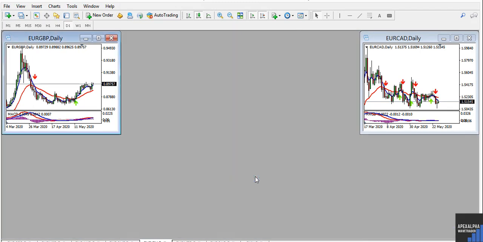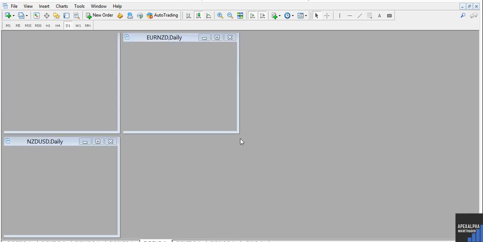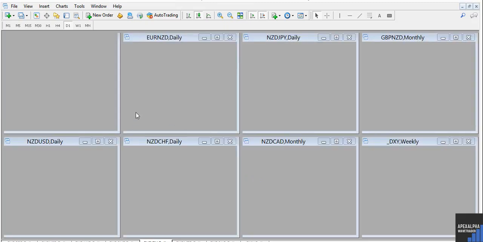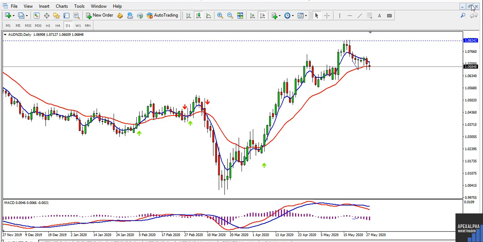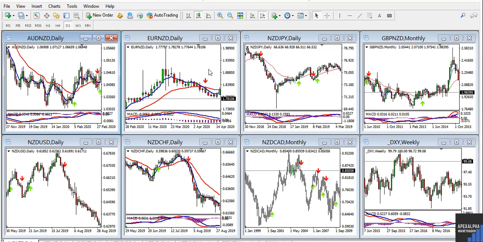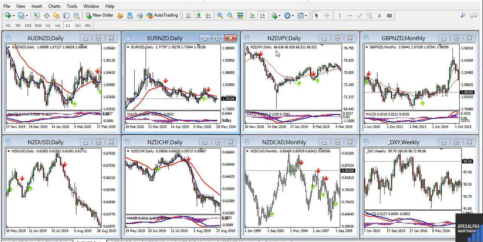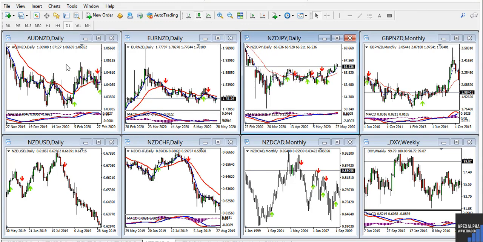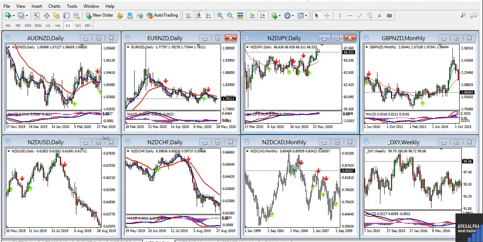Let's look at the Kiwi. The Kiwi is the New Zealand dollar. So here we have all the pairs that are paired to the New Zealand dollar. You can see it here. We have the AUD NZD here, we have the NZD USD, NZD CHF, Euro New Zealand, New Zealand JPY, New Zealand CAD here, GBP NZD, and the dollar index there, just to balance out the chart.